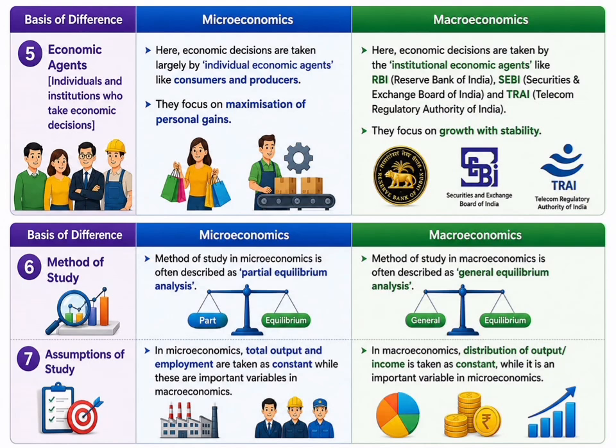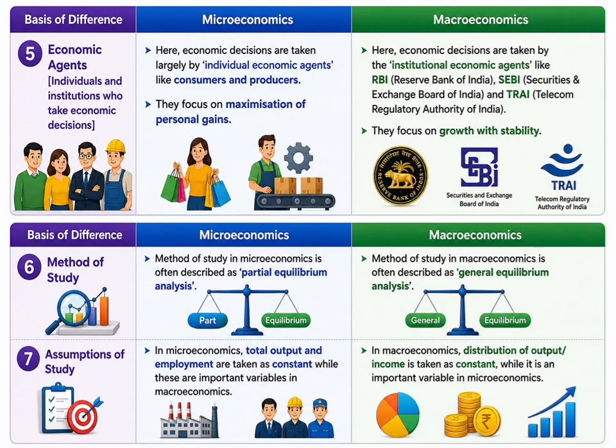Now, let's move to the sixth difference, method of study. Don't worry about the terms partial equilibrium and general equilibrium. They are actually very simple. Microeconomics studies only one market or one product at a time. Suppose we are studying only the market for milk. We study only the demand and supply of milk. We ignore what is happening in the markets for rice, vegetables, or petrol. Since we are studying only one part of the economy, it is called partial equilibrium analysis.